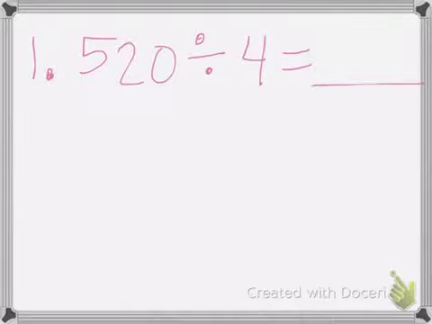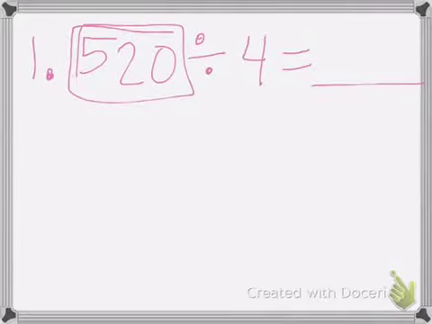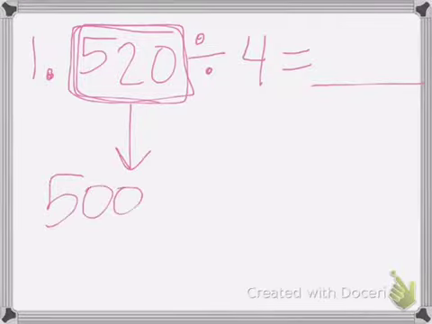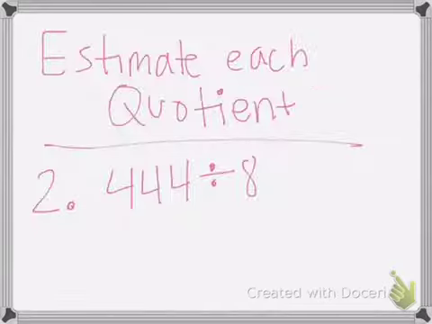Okay, now for these next couple, I want you to try. You will be estimating each quotient. So remember, if I give you a problem that looks like number 1, which is 520 divided by 4, and I've asked you to estimate each quotient, remember we don't keep the 520. We have to change that. So we would round that down to 500 divided by 4. So please listen carefully. I will remind you throughout the video.